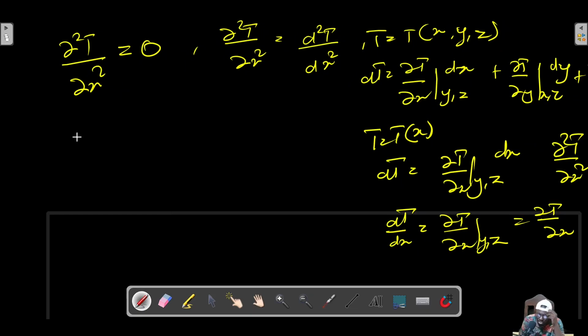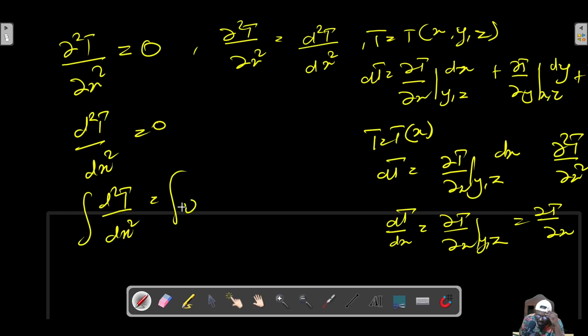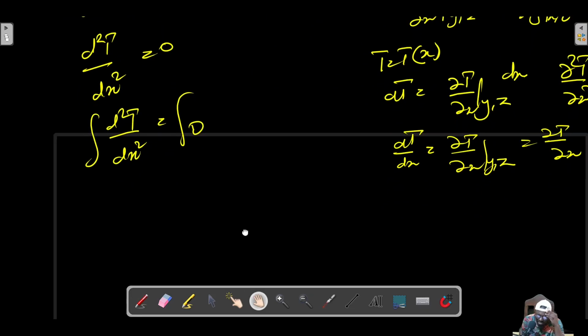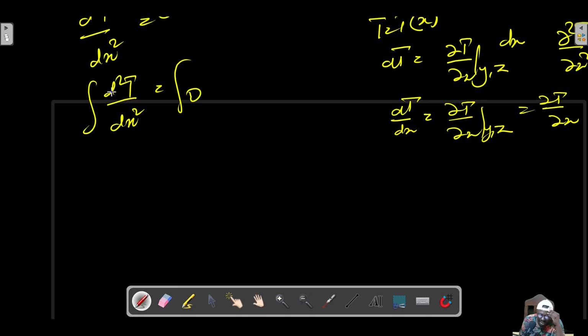Yes, so let's proceed. So I can say from here that d squared T dx squared is equal to 0. Integrating both sides, what do I get? I end up with dT dx equal to, the integral of 0 is what? That is a constant. The integral of 0 is a constant.